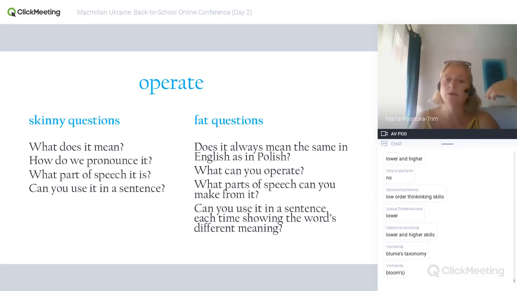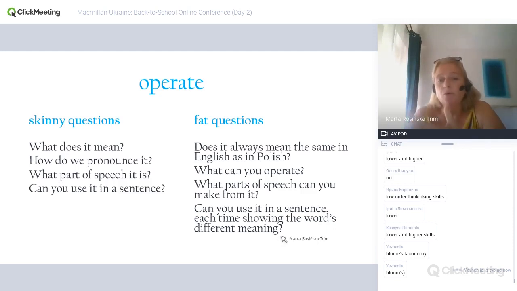The higher I go, the more fat we become. And I say, okay, does it mean the same in English or in Polish, in your case? Ukrainian. What can you operate? And then you go into collocations, lexical chunks, because you not just operate on a patient, but you can also operate a machine in English, yes? What other parts of speech can you make from it? So what other words can you create? This is word formation. And can you use it in a sentence, each time showing the word's different meaning? Yeah, so very high skill.